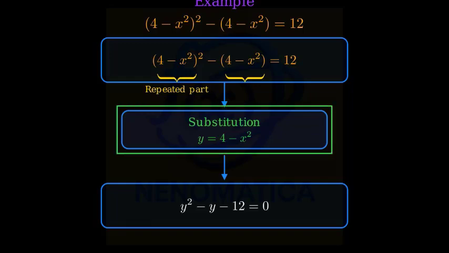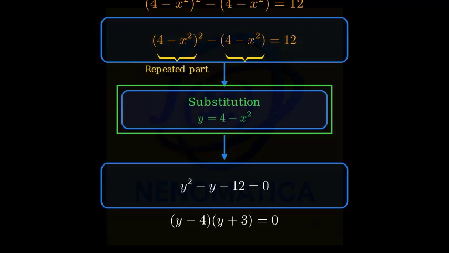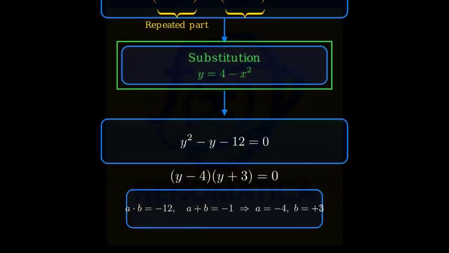Let y equal 4 minus x squared. Then the equation becomes y squared minus y minus 12 equals 0. Now we factor the quadratic. We look for two numbers that multiply to negative 12 and add up to negative 1.